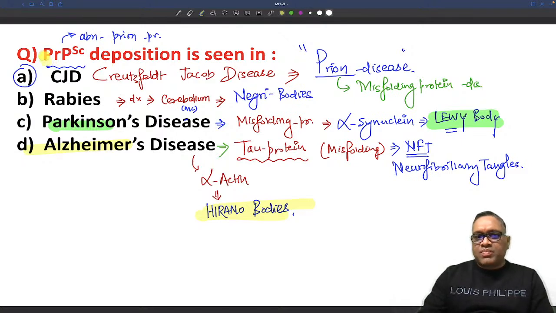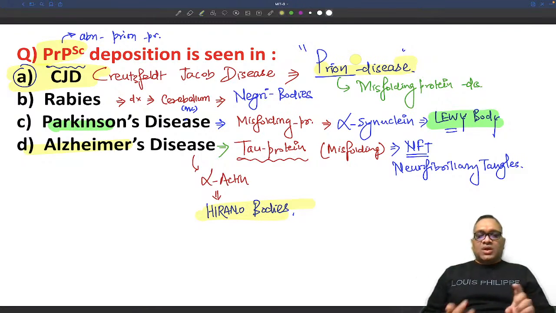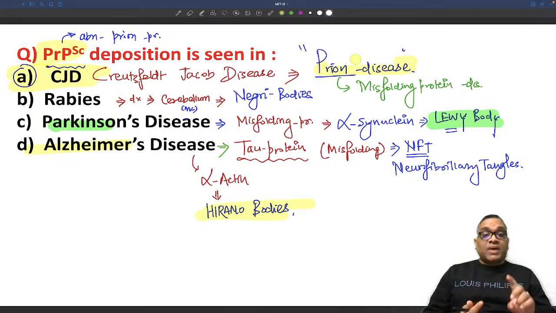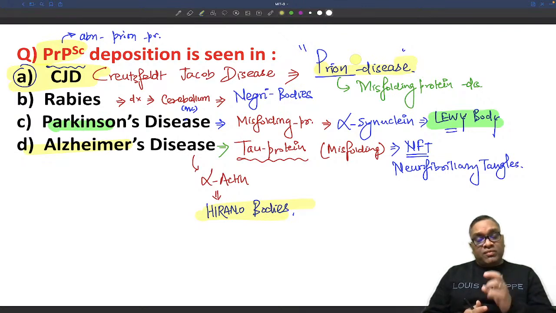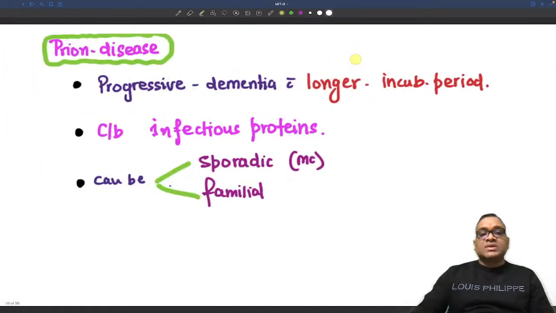And when we talk about PrPSc, that will be seen in Creutzfeldt-Jakob disease, which is the correct answer, an example of prion disease, right? So that is how you have to remember. Creutzfeldt-Jakob disease is a prion disease, rabies has Negri bodies, Parkinson has alpha-synuclein forming Lewy bodies, and Alzheimer disease has tau protein neurofibrillary tangles, and alpha actinin in the form of Hirano bodies.